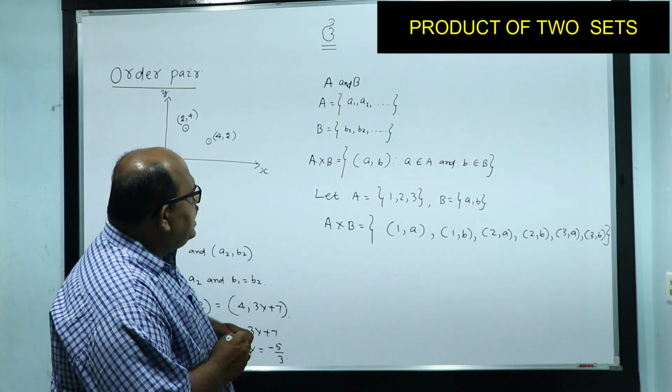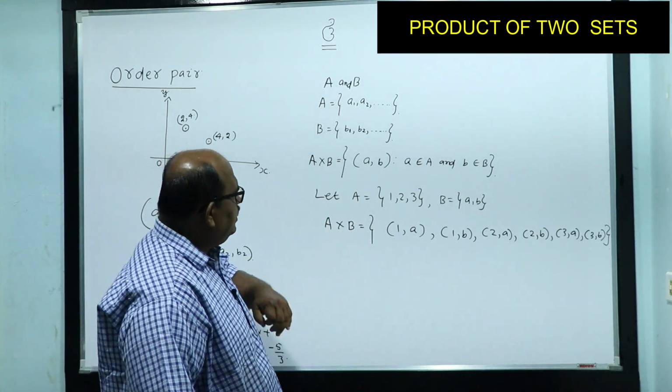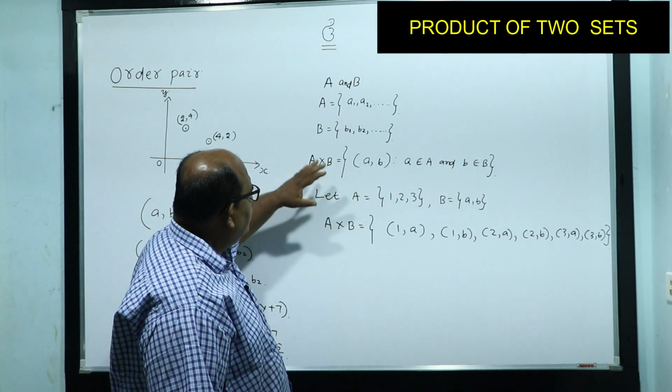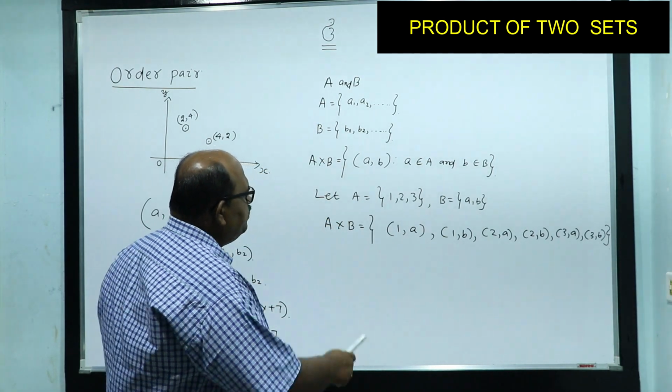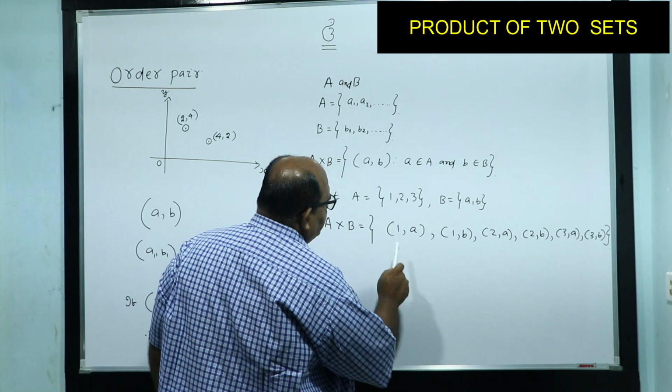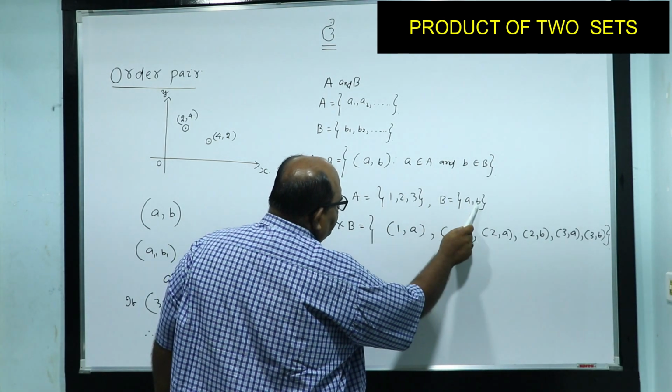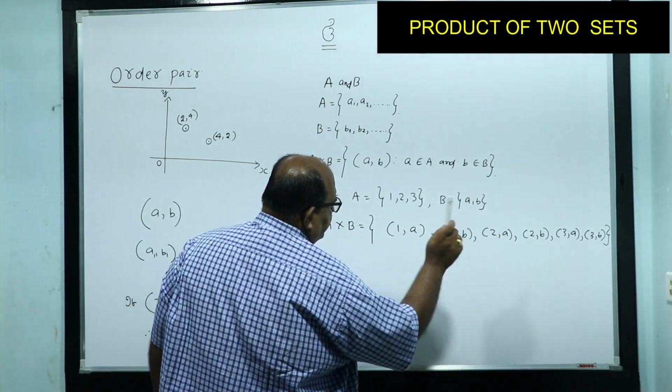So, how to write A into B? Very simple. This is the definition. But during writing, don't go to the definition. Simply write in this trick that I have told: (1, a), (1, b), (2, a), (2, b), (3, a), (3, b).